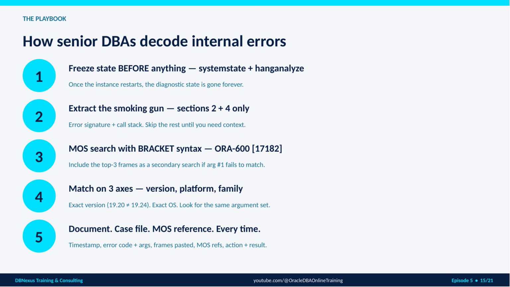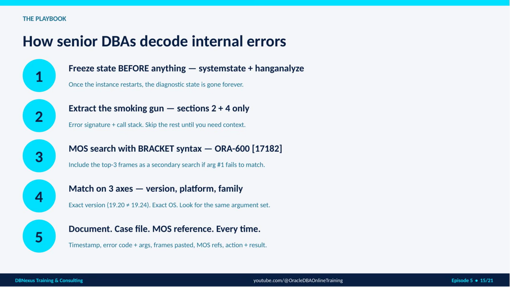Number three, MOS search with bracket syntax: ORA-600 space bracket, argument 1, include the brackets. If that doesn't hit, use the top 3 frame names, comma separated, as fallback. Number four, match on 3 axes: version, platform, argument family. All 3 must match. 19.20 is not 19.24.